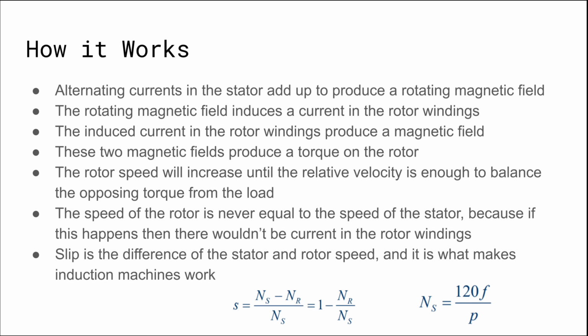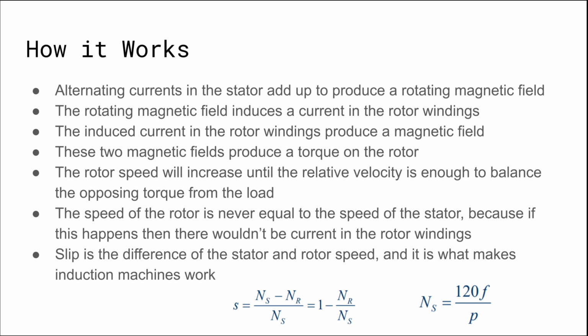How it works. Alternating currents in the stator add up to produce a rotating magnetic field. The rotating magnetic field induces a current in the rotor windings. The induced current in the rotor windings produces a magnetic field. These two magnetic fields produce a torque on the rotor. The rotor speed will increase until the relative velocity is enough to balance the opposing torque from the load.